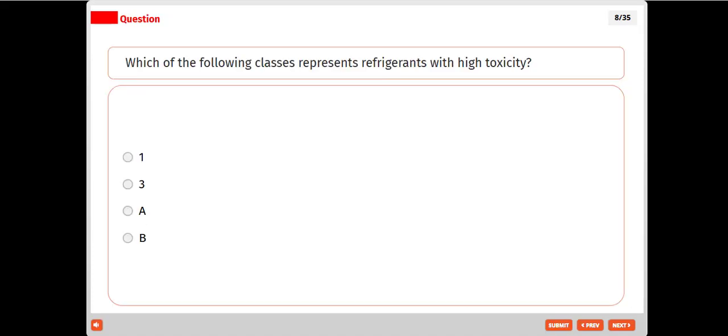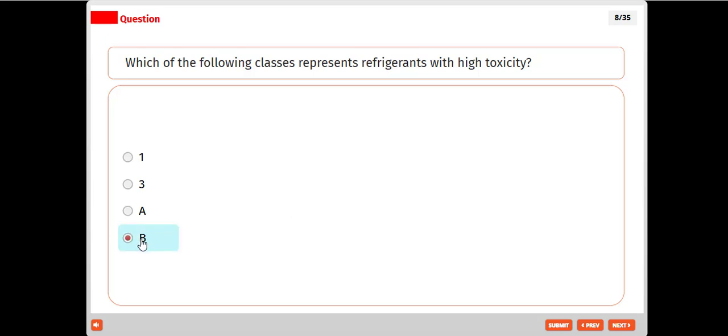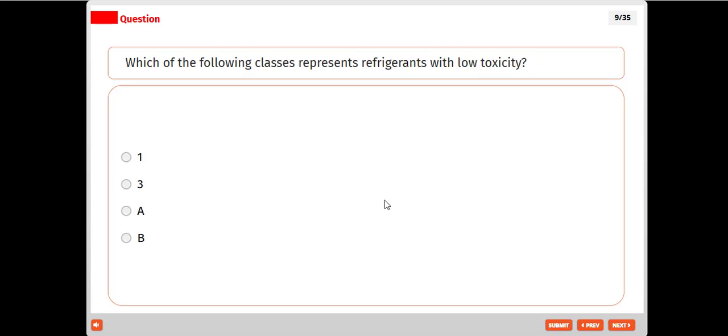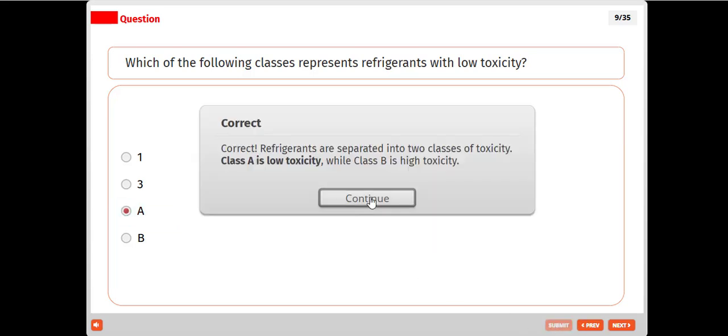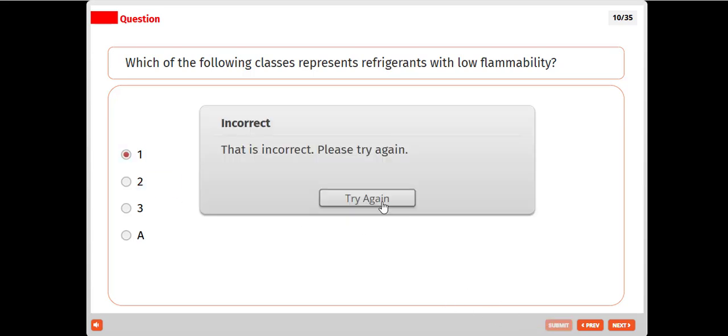Which of the following classes represent refrigerant with high toxicity? B? Yeah. Class B is high toxicity. Which classes represent the refrigerants with low toxicity? A. Yeah. Which of the following classes represent refrigerant with low flammability? 2.